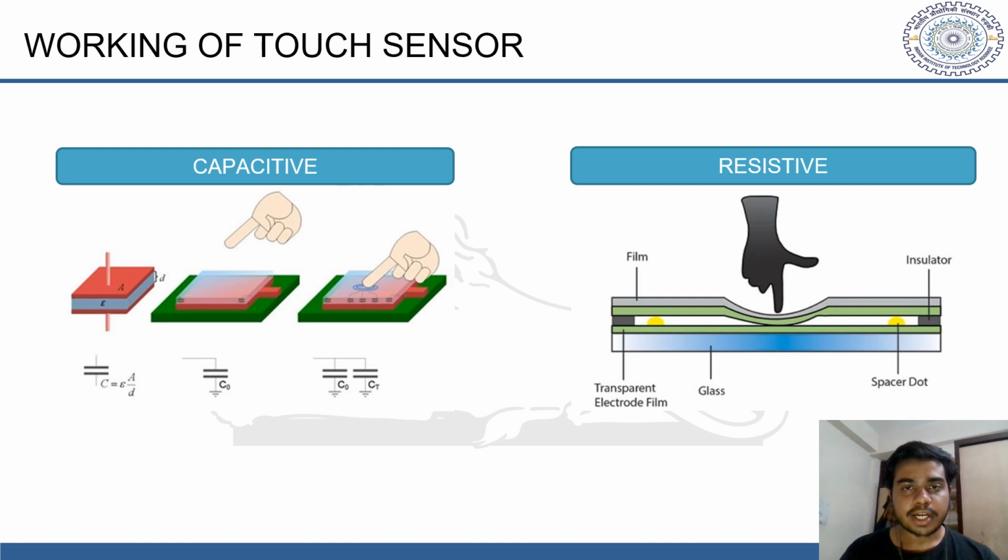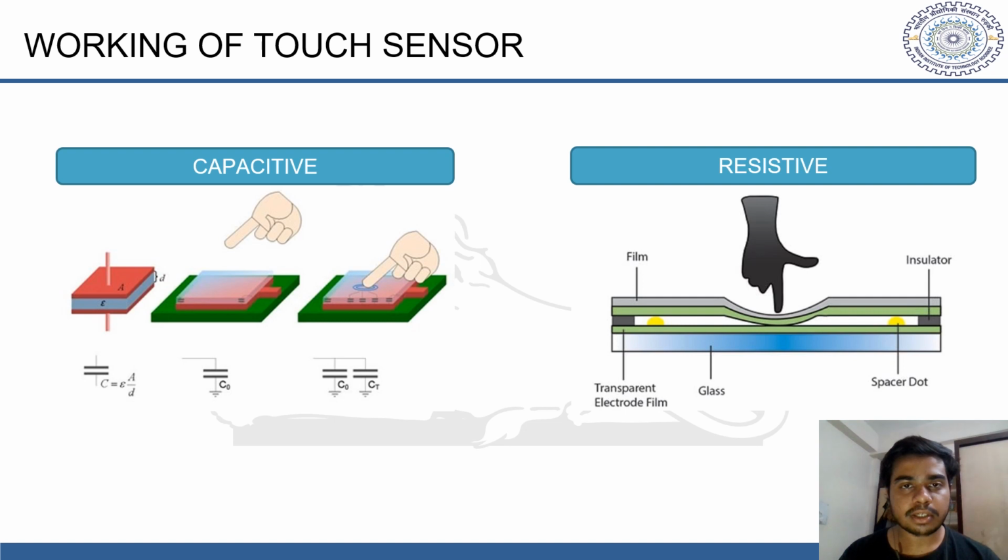So let's understand how these touch sensors work. As I said in the previous slide, when a touch sensor senses touch or proximity, then it acts like a closed switch, otherwise it acts as an open switch. These sensors are also known as tactile sensors.